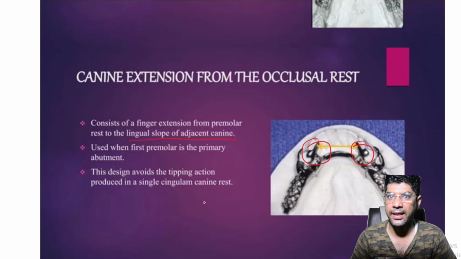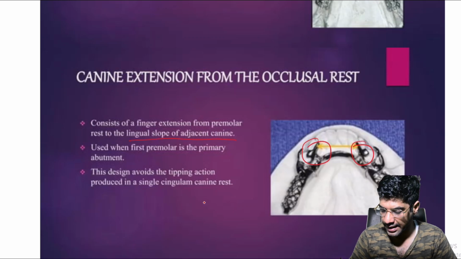So why might a canine extension be used in conjunction with the premolar rest? A canine extension is used to provide additional support and stability when the first premolar acts as a primary abutment.